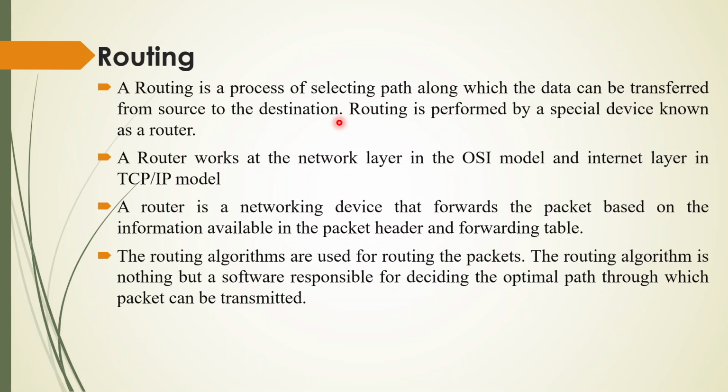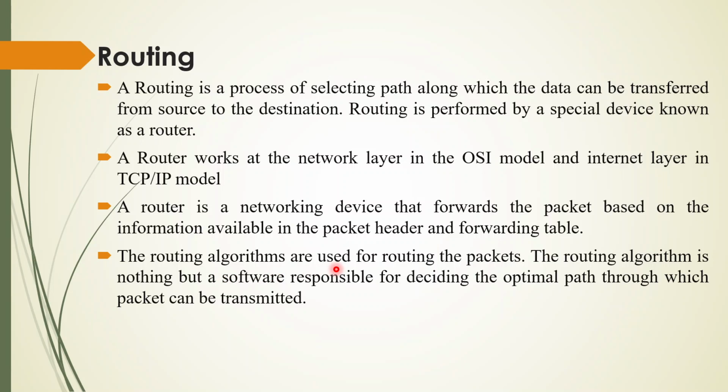Routing is performed by a special device known as a router. A router works at the network layer in the OSI model and the internet layer in the TCP/IP model. A router is a networking device that forwards the packet based on the information available in the packet header and forwarding tables. In the packet header we have a source and destination address, so the router transfers data from source to destination.